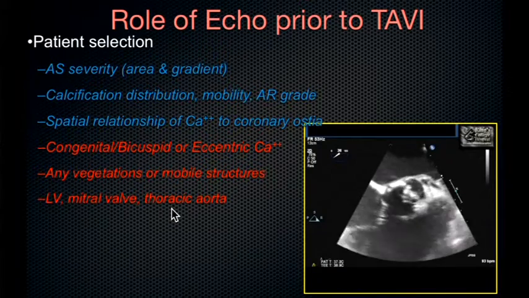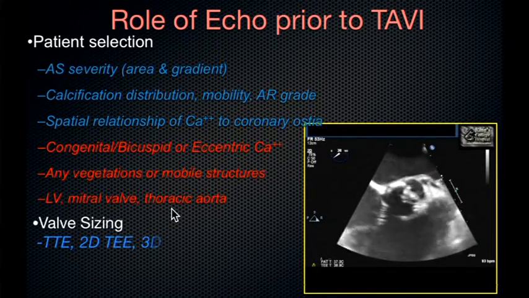In addition, we want to know what any baseline mitral regurgitation is like in case it should get worse during the TAVI, and we'll be discussing that later in the complications section of this DVD. And finally, I think an assessment of the thoracic aorta is very helpful, because if there is extensive atheroma burden in the thoracic aorta, then this may be an indication or contraindication to a transfemoral approach.